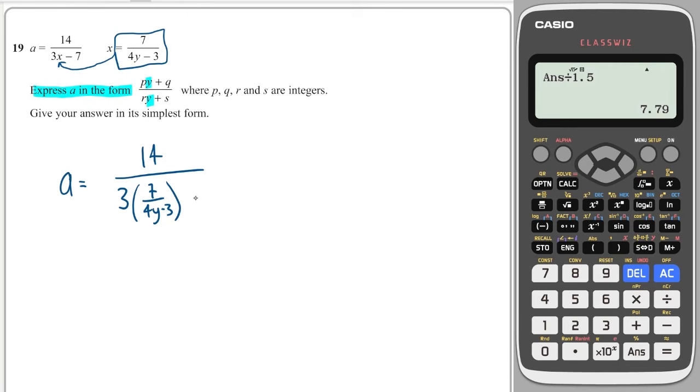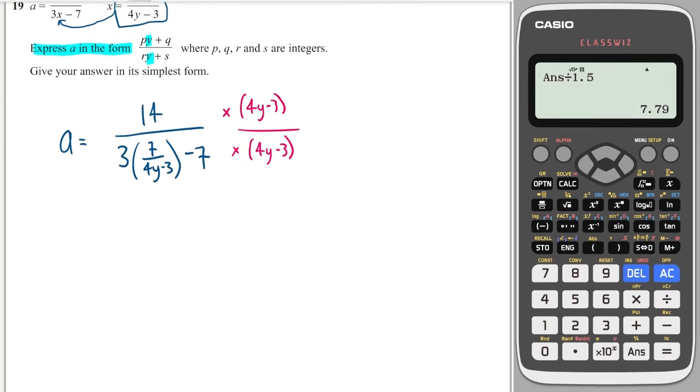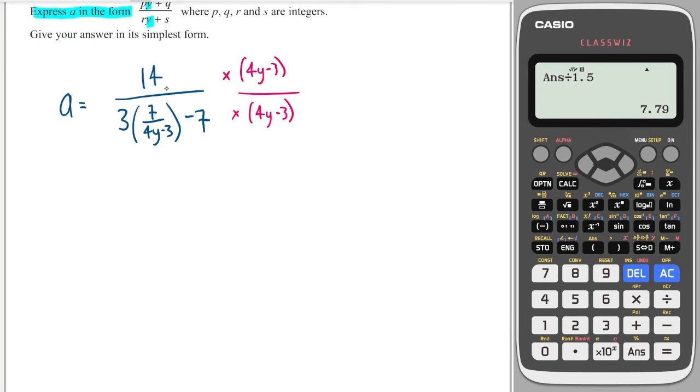And then I'm going to subtract 7. Okay, I've got a denominator, so I've got a fraction in my denominator which I don't like. So what I'm going to do is I'm going to look at that fraction and I'm going to multiply the top by 4y minus 3, and I'm going to multiply the bottom by 4y minus 3. And I can do that because multiplying the top and bottom by the same thing is the same as multiplying by 1, which does not change the value of the fraction. Okay, so the top becomes 14 times 4y minus 3.